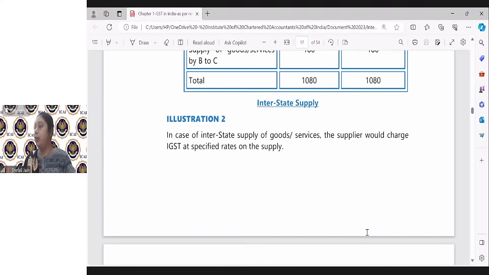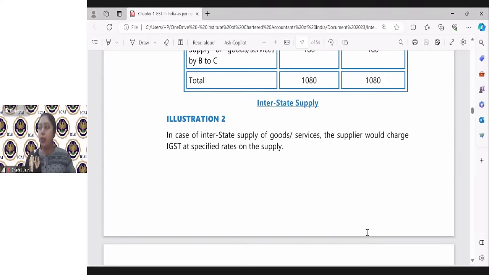Okay. Who is available for ITC? ITC is available to the recipient. Not to the buyer, not to the seller. I am buying some goods. I am the recipient. So I will take the ITC of the goods or services which I have received.